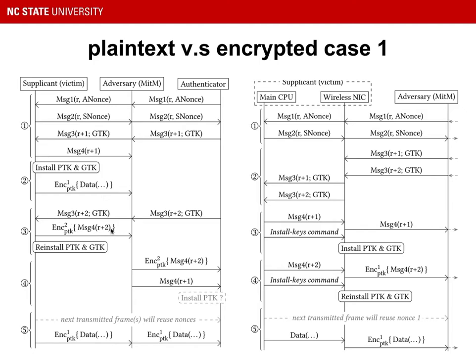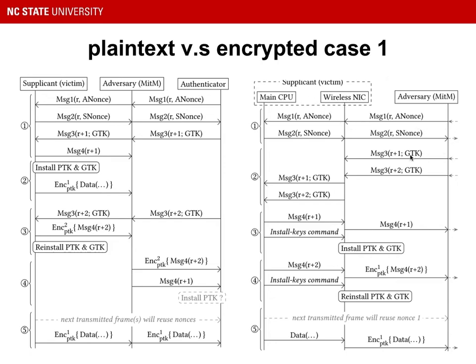A more complicated version of the plain text case is what I call encrypted case number 1. Here we have the diagram of the plain text attack, and in the encrypted case attack, the only difference is this step will fail because the client, after installing the PTK and GTK in this step, will not accept the plain text message 3 anymore. So that means the same attack used in the plain text case will not be successful in this case.